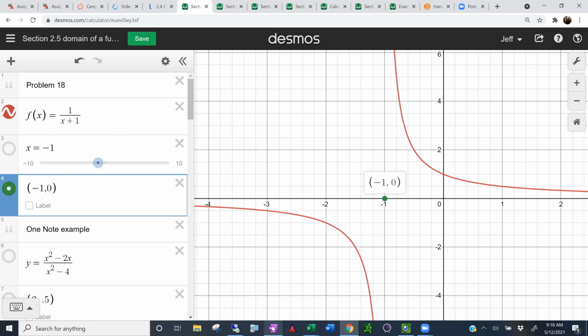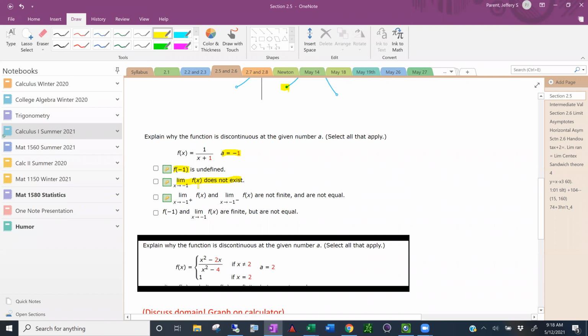So really, they're kind of saying the same thing twice here. This limit doesn't exist really means that these two limits are different. They're not finite, that's true, but they're also not equal. So if these two limits don't exist, then this one right here can't exist, because the limit from the left and the limit from the right have to be the same. So you check all three of those.